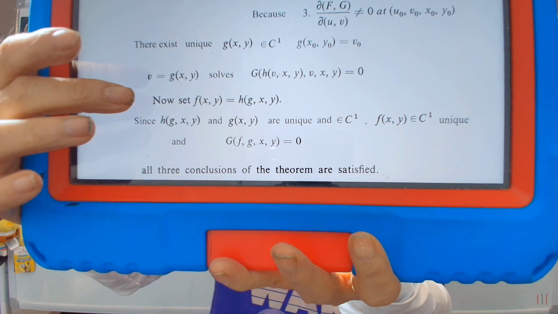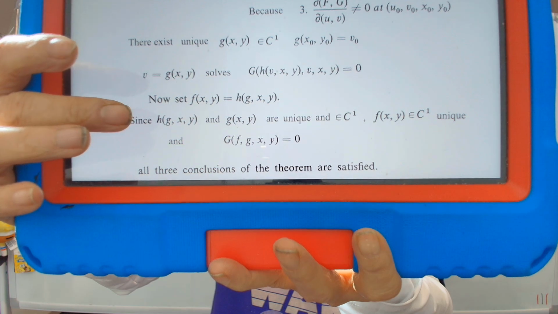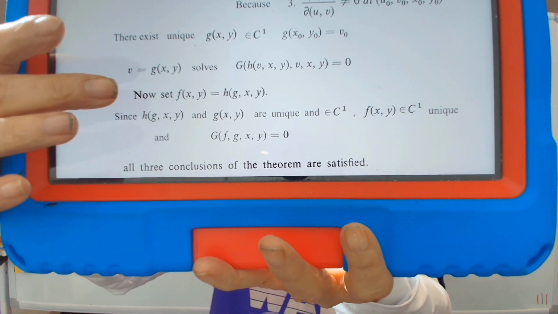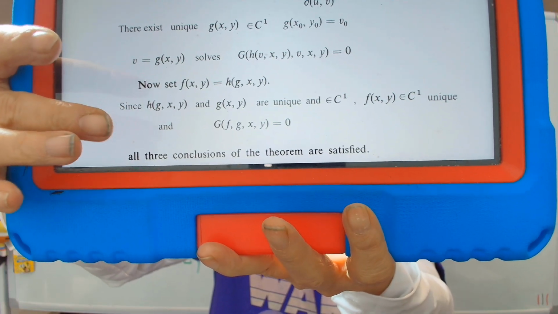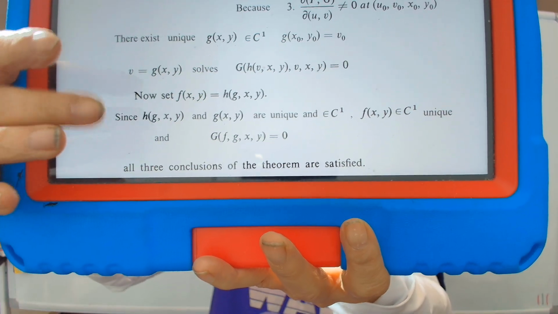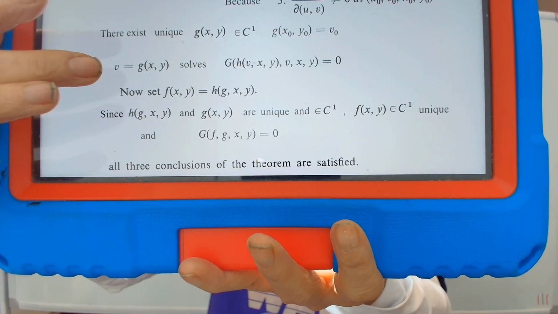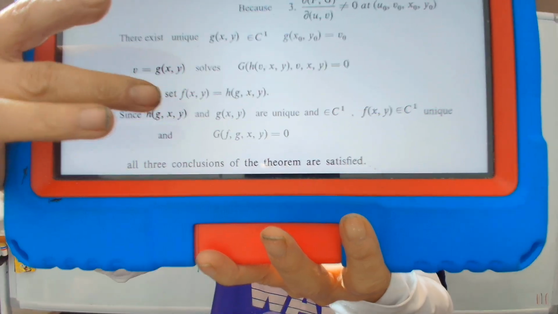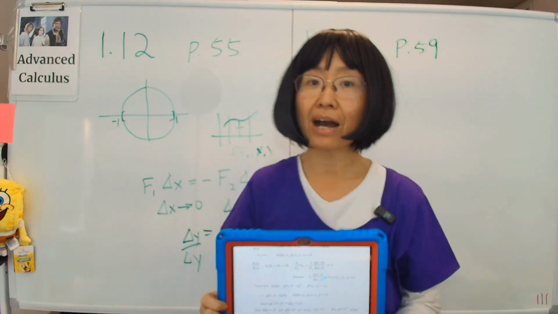Okay, so at this point, we already said that H and G are unique and in C1, then F is also C1, since F is H, and a combination of H and G. And also, the big G of F, G, X, Y, as we have shown, is equal to 0, because we already showed that V solves the big G equation, and H, of course, being F, also solves it. So everything solves, and then the three conditions of the theorem are all satisfied.